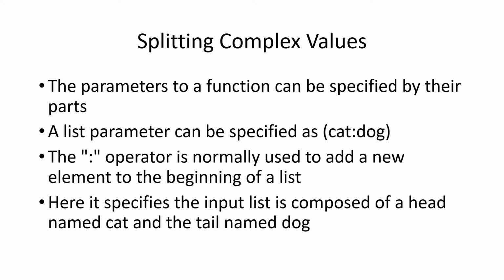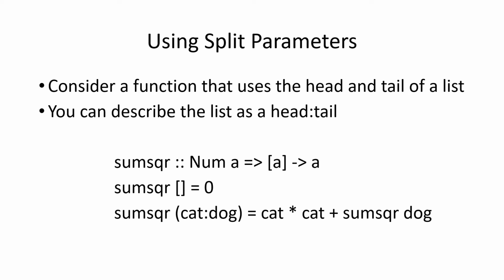You can split a list into parts by putting that in the parameter list. If you put in the parameter list, in parentheses, variable colon variable, then that means the head and the tail. So in this example, cat is the head and dog is the tail. And so we no longer have to split those up in the method. You can just use cat as the head and dog as the tail.